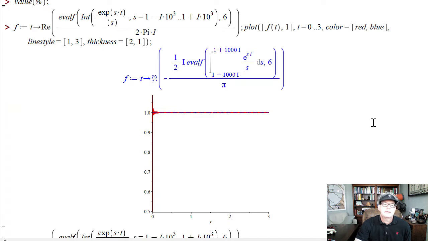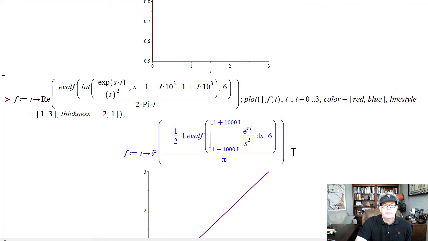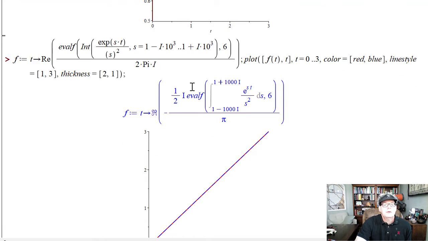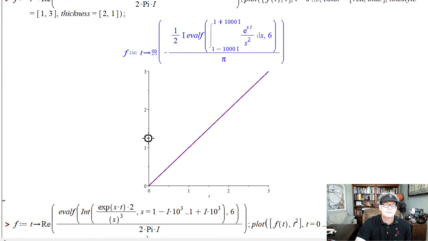Some others, again, these took a while. 1 over s, that's the Laplace transform of 1. So the inverse transform of 1 over s should just be 1. This would be the integral. See, it's not bad. Maybe if I did more limits, it'd be better. 1 over s squared, the Laplace transform of t goes to 1 over s squared, so the inverse transform of 1 over s squared would be t. That one graphed really well. There wasn't even any wiggle that I could see.